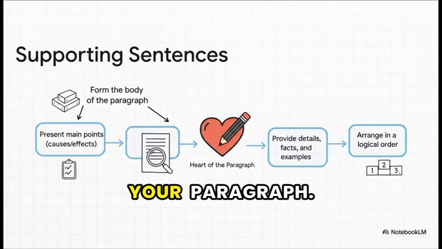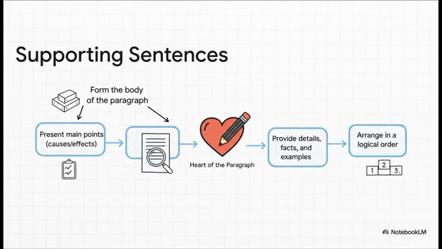Now, the supporting sentences. This is the real heart of your paragraph. This is where you make good on the promise from your topic sentence. You lay out your main causes or effects one by one, and then you back each of them up with specific details, facts, or examples. And a pro tip, make sure you arrange them in a logical order.